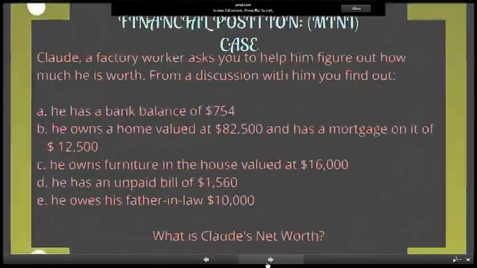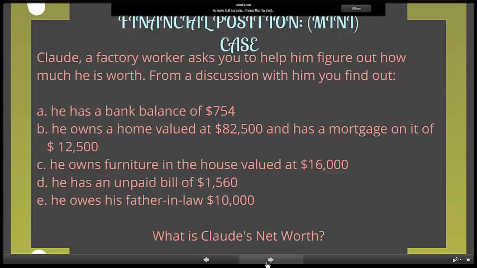We're going to calculate the net worth or owner's equity just as we did before. Let's take a look at this case right here. Claude, a factory worker, asks you to help him figure out how much he is worth. From a discussion with him, you find out he has a bank balance of $754. He owns a home valued at $82,500 and has a mortgage on it of $12,500. He owns furniture in the house valued at $16,000. He has an unpaid bill of $1,560, and he owes his father-in-law $10,000. What is Claude's net worth?